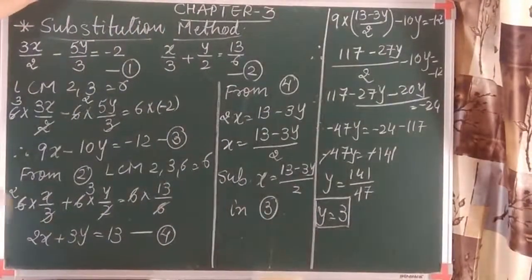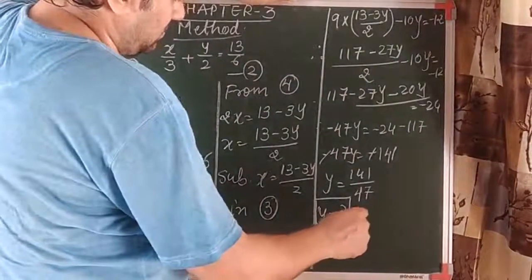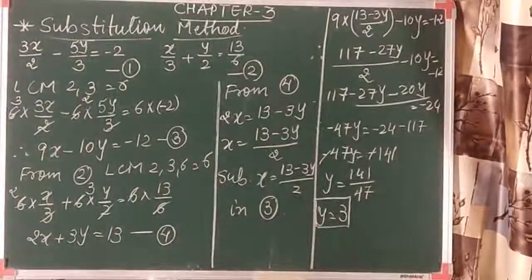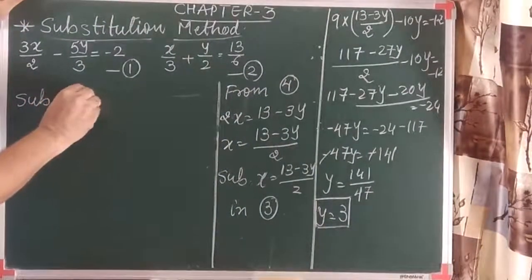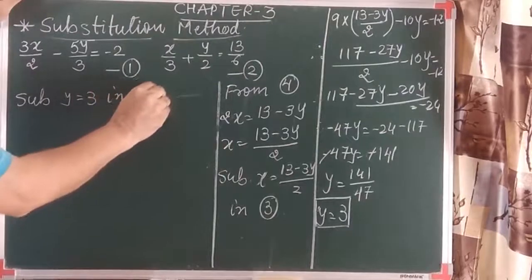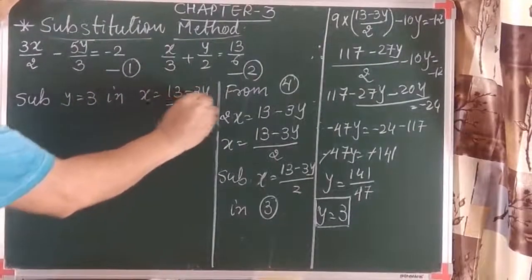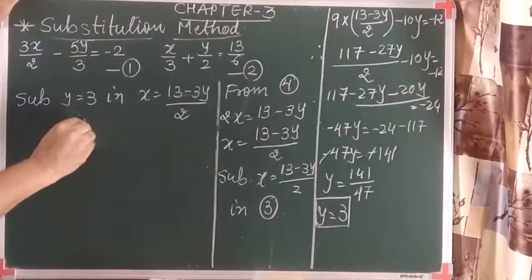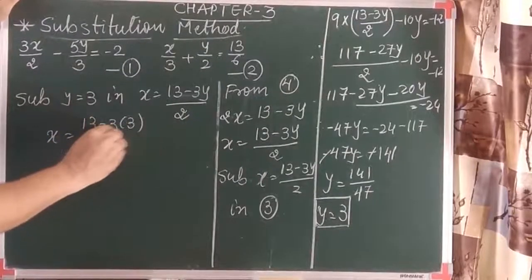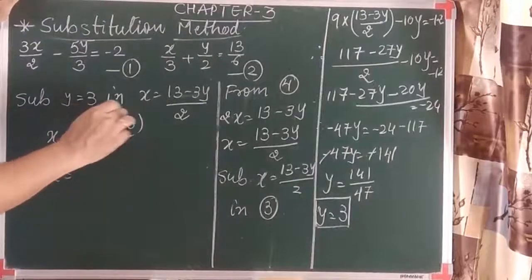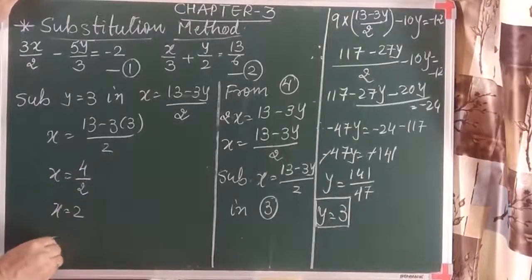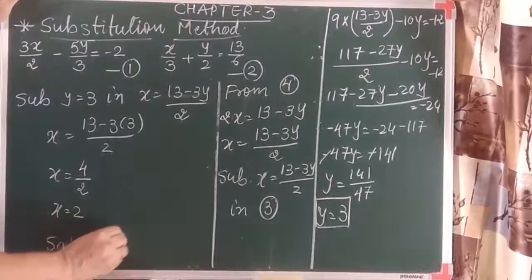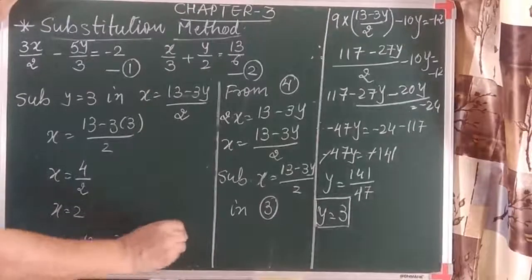Let us substitute this value in the value of x. I'll substitute the value of y in the value of x. Now substitute the value of y, 3, in the value of x, which is 13 minus 3y upon 2. So x is equal to 13 minus 3 into 3 upon 2. So x is equal to 13 minus 9 upon 2, that is 2. So here we got the solution: x is equal to 2 and y is equal to 3. Thank you.